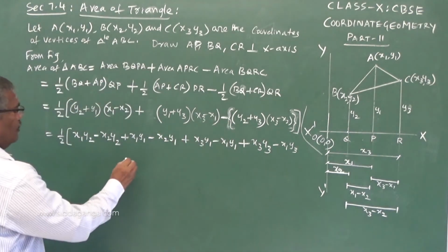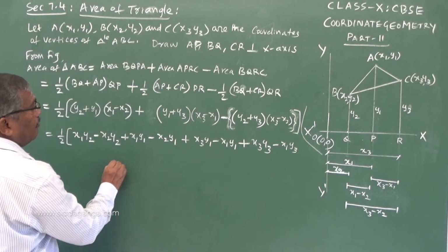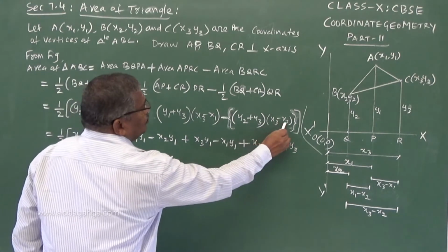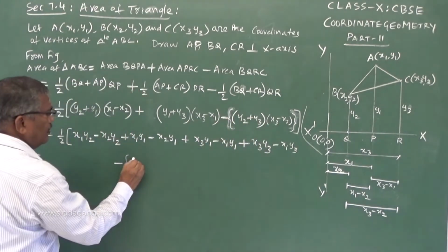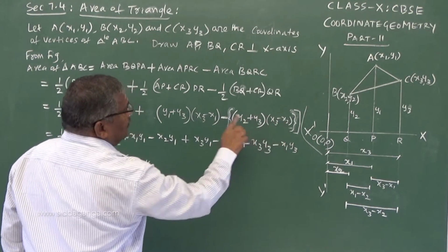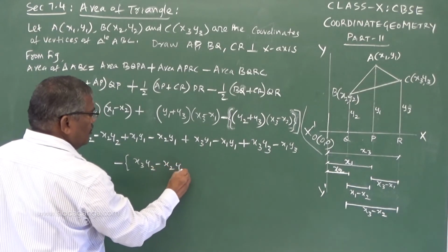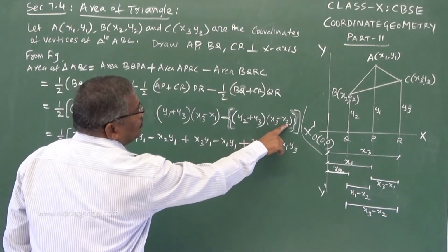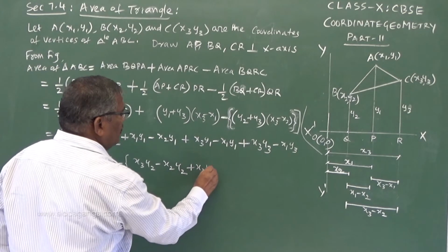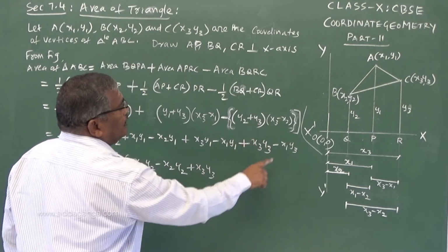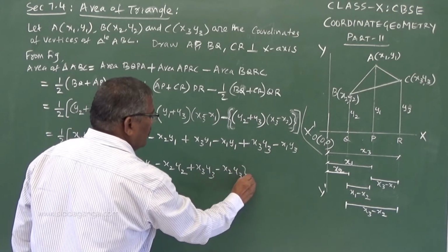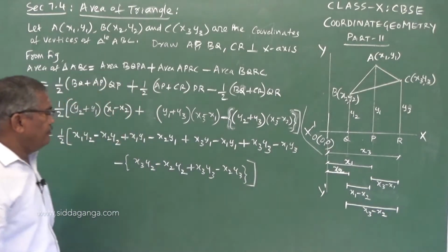Now the minus value, you put the minus as it is, and put the flower bracket. Multiply these two with Y2: X3 Y2 minus X2 Y2. Now you multiply these two with Y3, that is plus X3 Y3 minus X2 Y3. Close the lower bracket and then the bigger bracket.